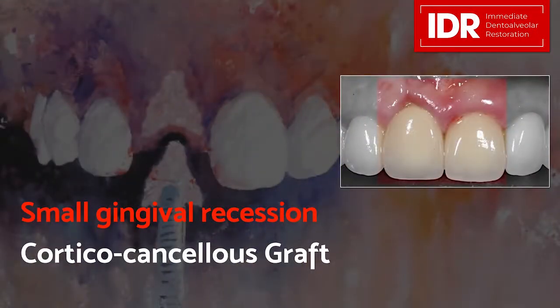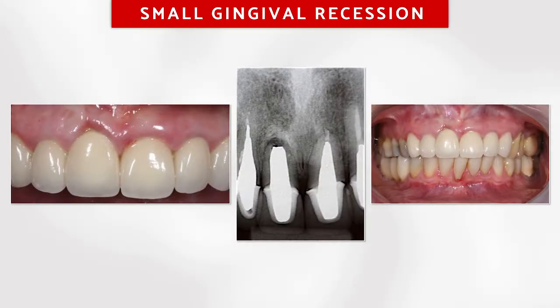Let's follow this step-by-step treatment on this clinical case. This first one, this patient presents a small gingival recession. In this case, a cortical cancellous graft was used to restore hard and soft tissue damage. This patient presents two central incisors condemned to be extracted, and we had an uneven gingival margin, a gingival recession around 1.5 mm in the right central incisor.